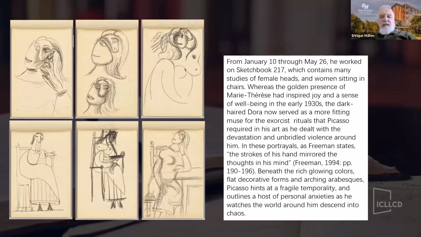In these portrayals, as Freeman states, the strokes of his hand mirror the thoughts in his mind. Beneath the rich glowing colors, flat decorative forms, and arching arabesques, Picasso hints at a fragile temporality and outlines a host of personal anxieties as he watches the world around him descend into chaos.